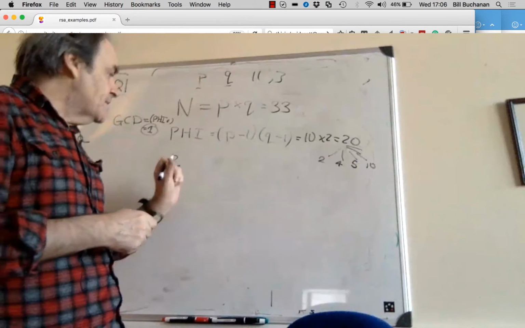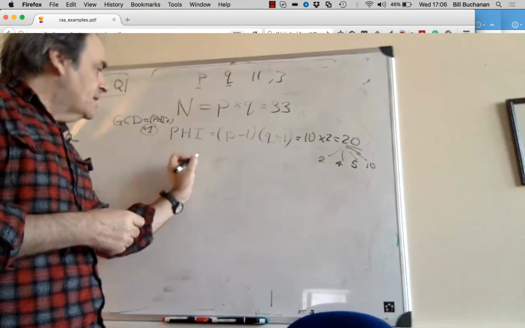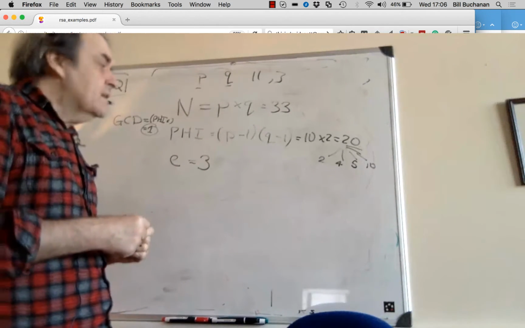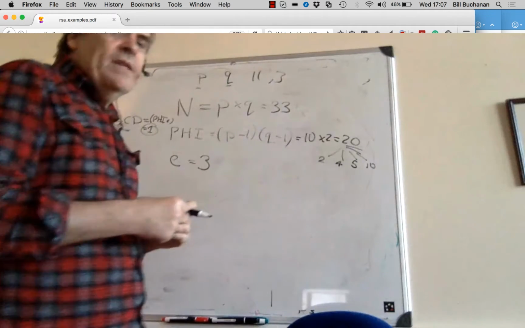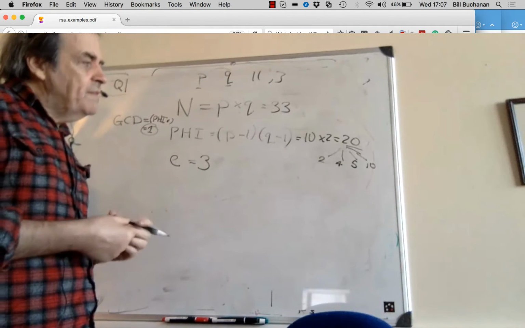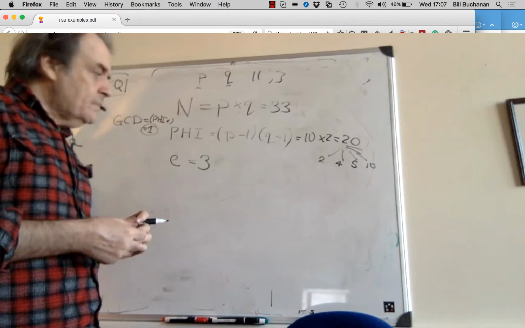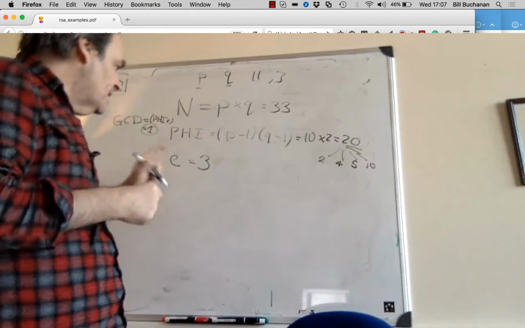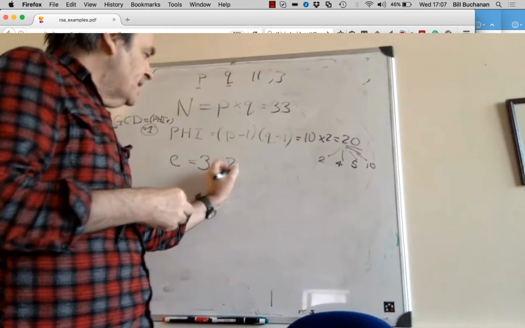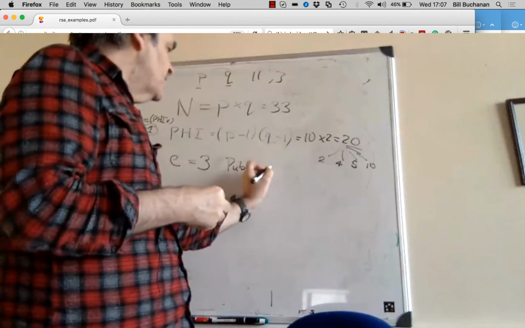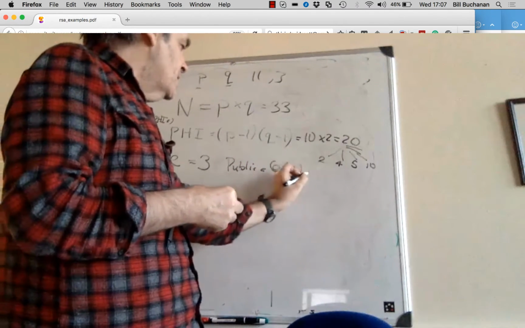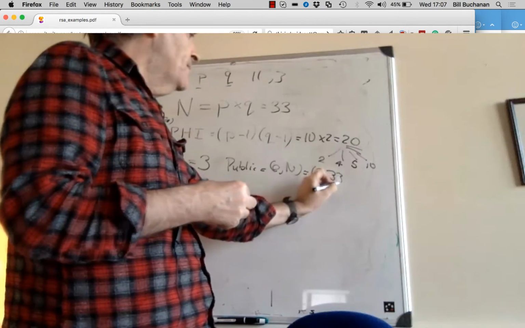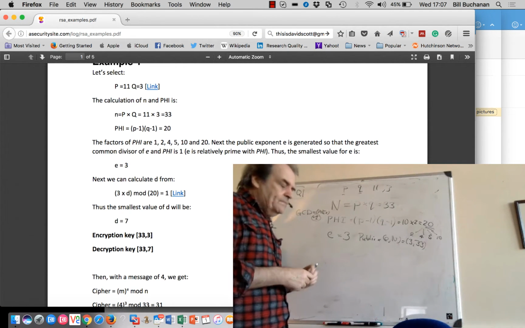So when we factorize E, we cannot include any of these numbers. Let's select a value of 3. We could also pick 7 or 11 or 13, but 6 doesn't work because that has a factor of 2. As long as it doesn't share a factor with phi. So our public key becomes E comma n. So we have 3 comma 33 is our public key.